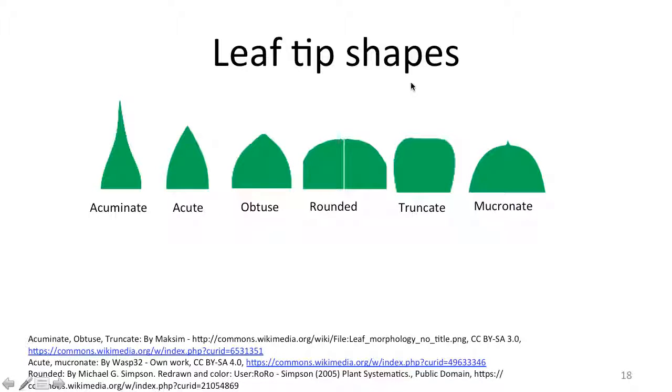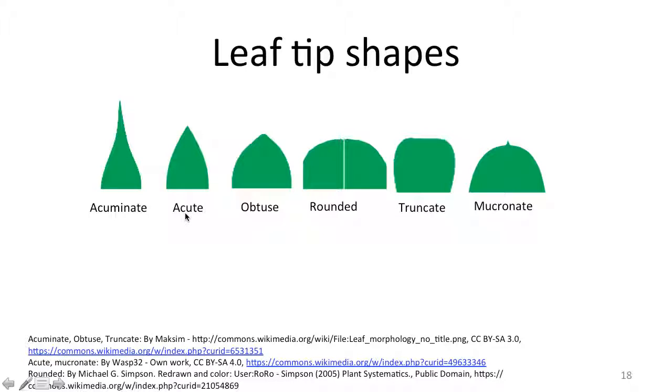We are next going to focus on the shape of leaves only at their tip, not worrying about the remainder of the leaf. We have about 6 terms here. The first term is acuminate, and this refers to a leaf that increasingly tapers and gets narrower and narrower towards the tip.